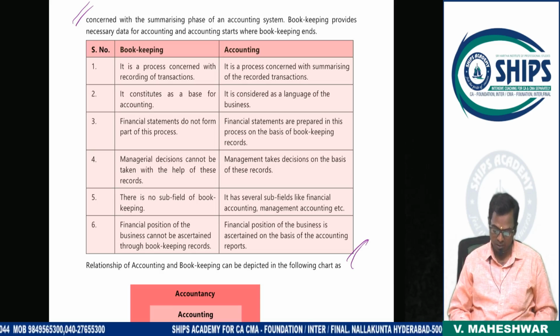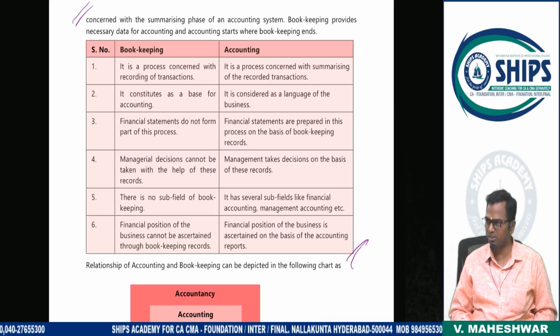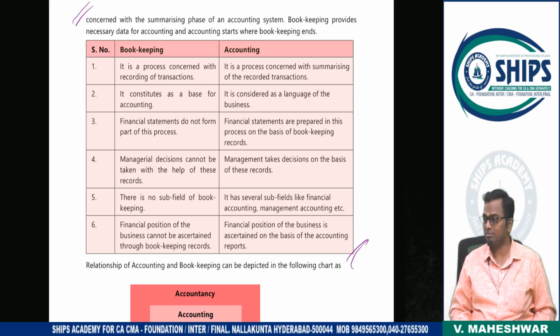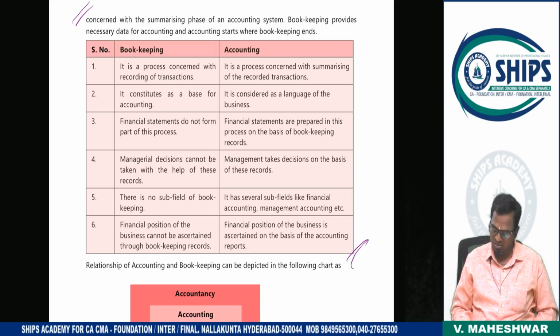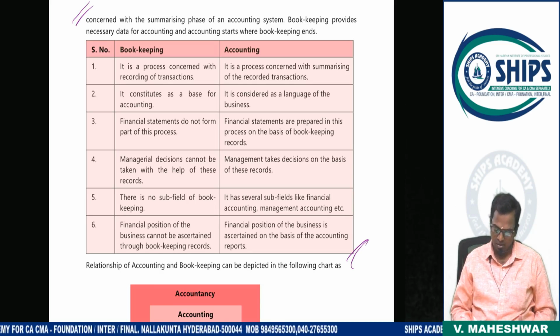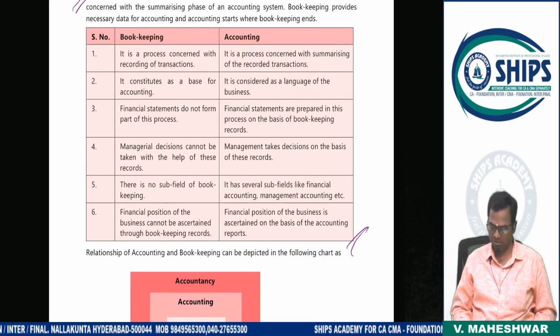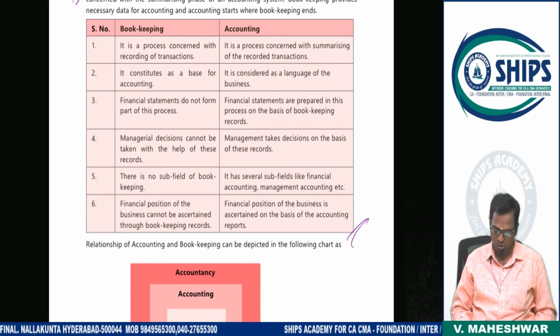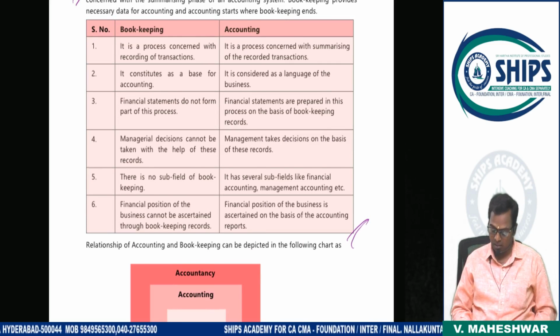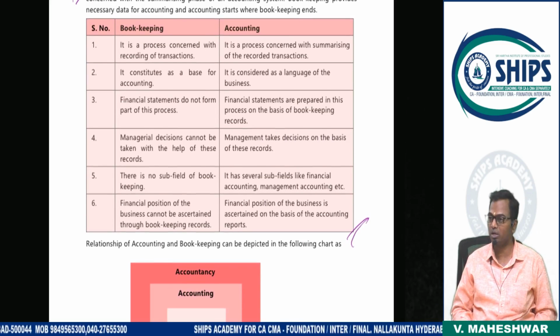So first point, you just check it out. Bookkeeping is a process concerned only with recording of transactions, and accounting is to summarize it. Accounting is a process concerned with summarizing the recorded transactions. Bookkeeping constitutes a base for our accounting. It is considered the language of business. Financial statements do not form a part of this process. Here, financial statements are prepared in this process on the basis of bookkeeping records.